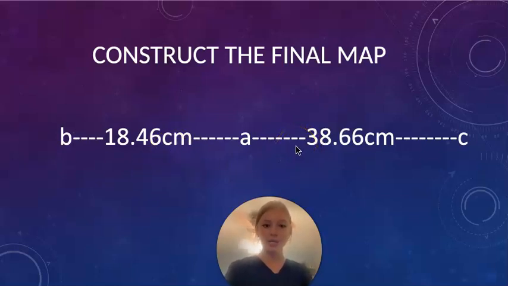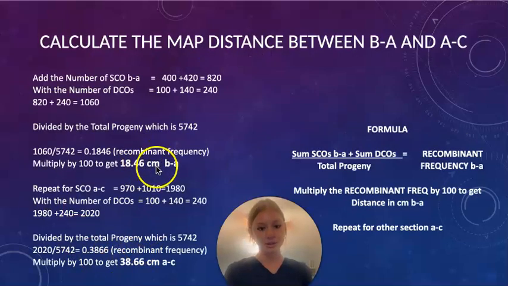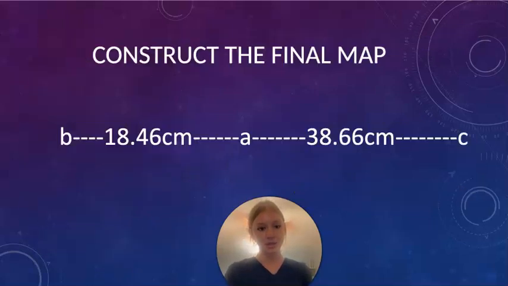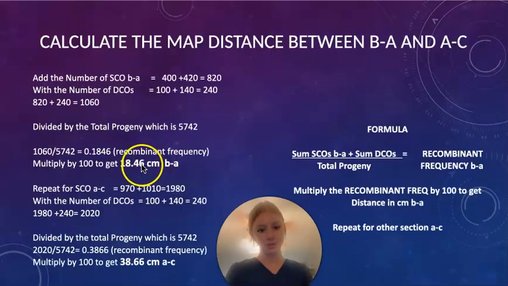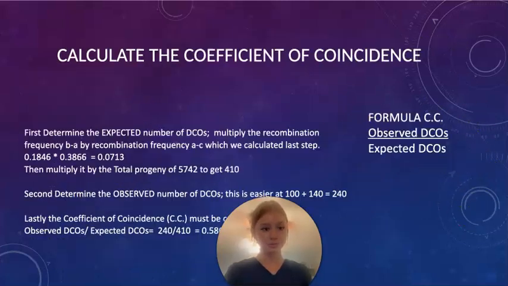All right, next step, we construct the final map. So it's B to 18.46 centimorgans. We get this number here for BA, and then 38.66 AC, and that's from using our formula.